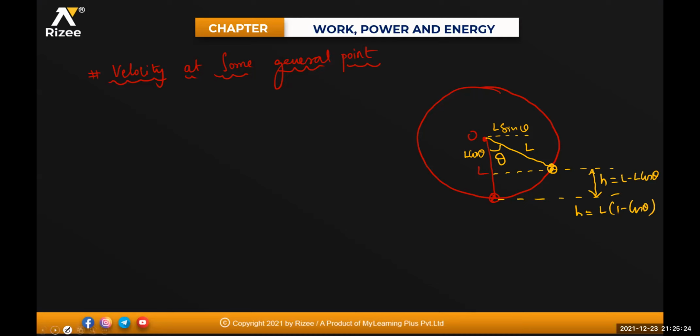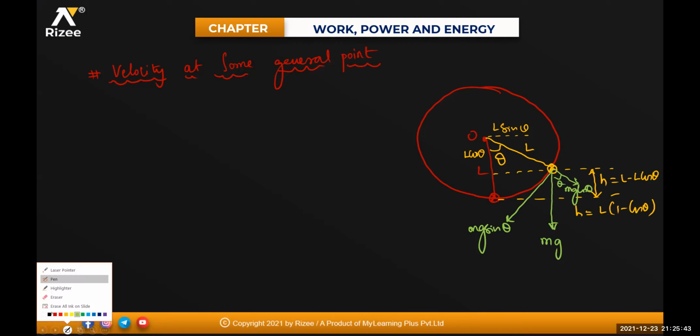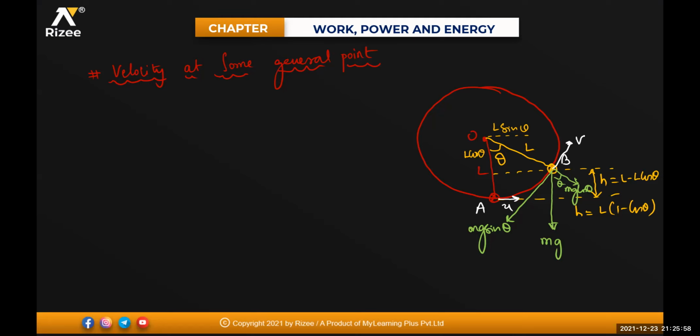If I write the forces acting on this particle, the weight of the body always acts in the downward direction, m g. If I resolve it, there is one component here and one component here. If this is theta, this is also theta. This will become m g cos theta, and this one will become m g sin theta. Done. So we are going from point A to point B. At point A, the velocity of this particle is, say for example, u. At point B, the velocity is, say for example, v.